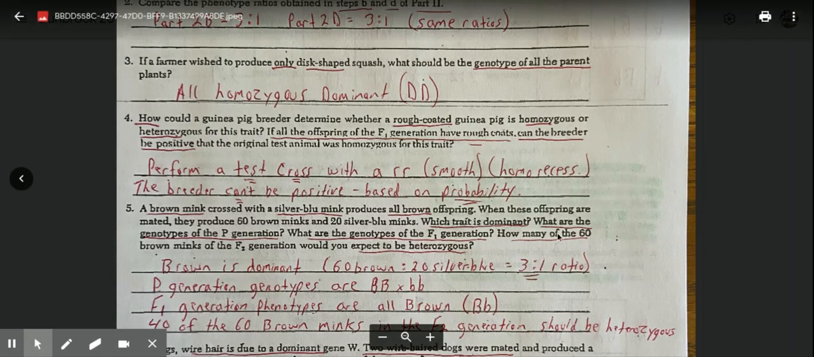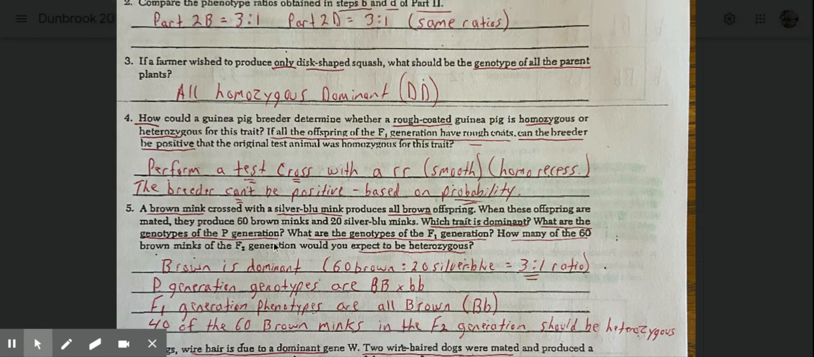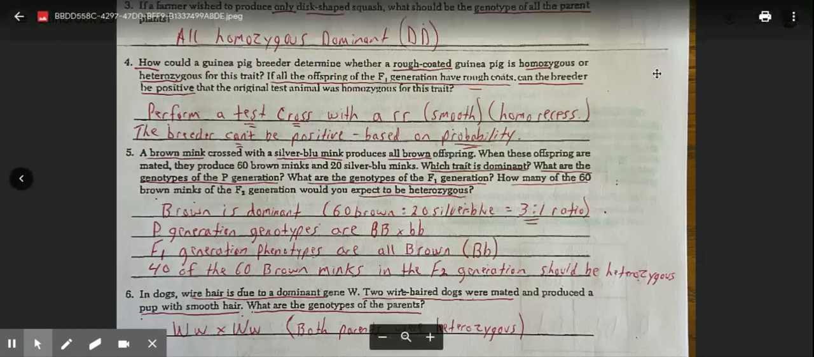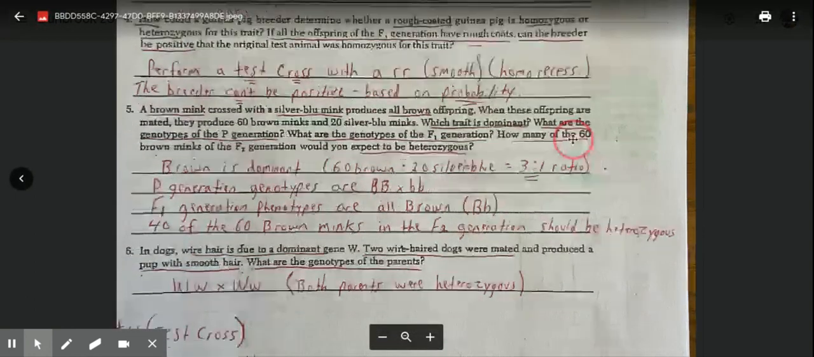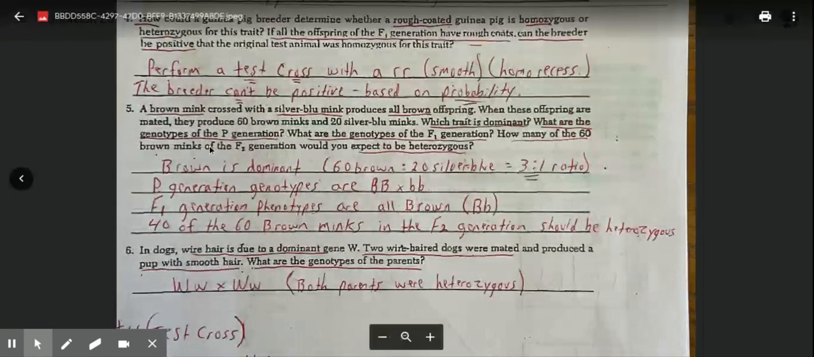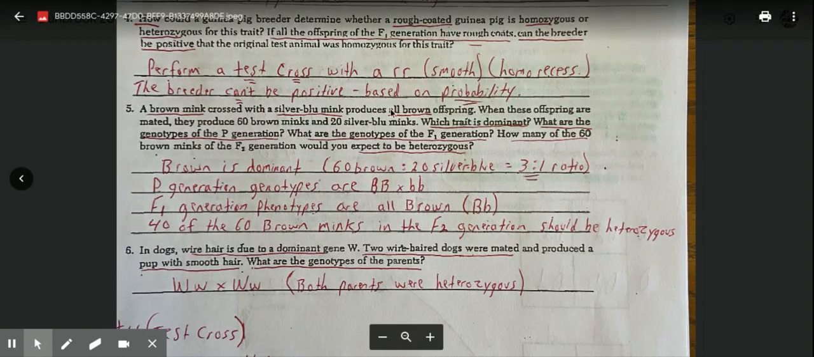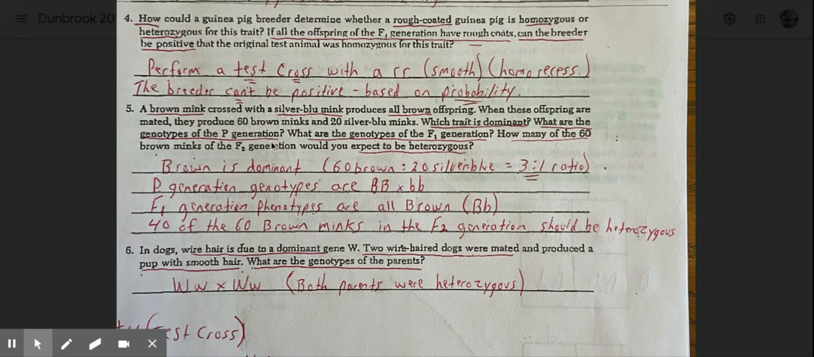How many of those 60 brown minks in the F2 generation, again, this is the grandkids, would you expect to be heterozygous? So let's scroll down here a little bit. I gave you some hints, and obviously there's all the answers right here. Brown is the dominant trait, and we know that because all the first kids were brown, okay? 60 brown and 20 silver blue was a 3 to 1 ratio. That was the F2 generation.